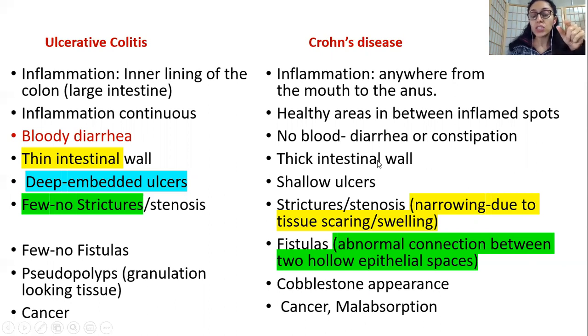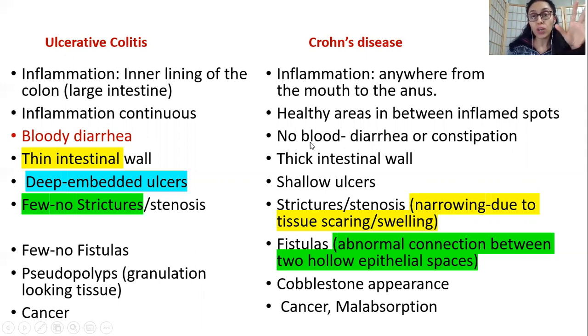Okay, so over here, in Crohn's disease, you generally do not have bloody diarrhea, melena. You may have bouts of diarrhea and constipation, depending upon which part of the intestine is inflamed. Generally in Crohn's disease, you have a thick intestinal wall. Whenever you have a thick intestinal wall, it is highly likely that you may have strictures and fistulas. Because of the thick intestinal wall, the ulcers are shallow, they are not very deeply embedded. You may still have cancer risk.